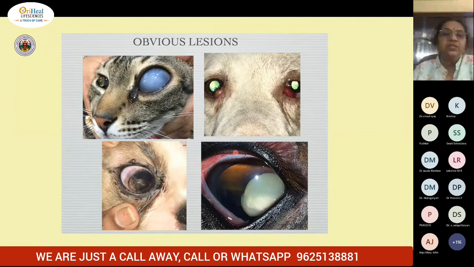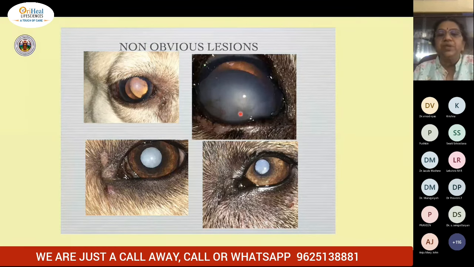There are some obvious lesions which you can see. This is a very marked lesion. You don't have to do much. You know that there is a lesion. Okay. So here also you can see obvious lesions. Some cases will be presented with obvious lesions like this, or some cases will be presented with non-obvious lesions because it will be inside unless you effectively see the eye.